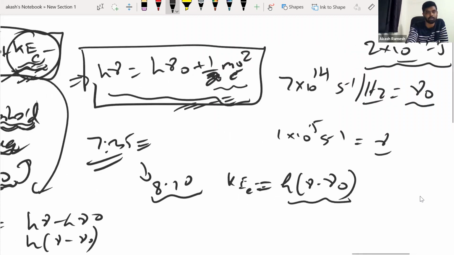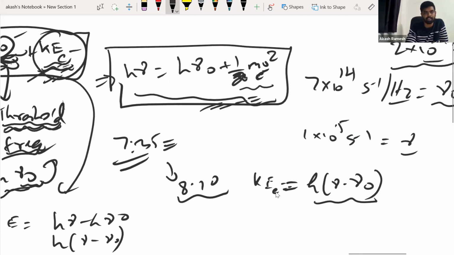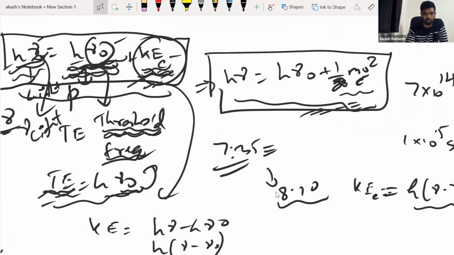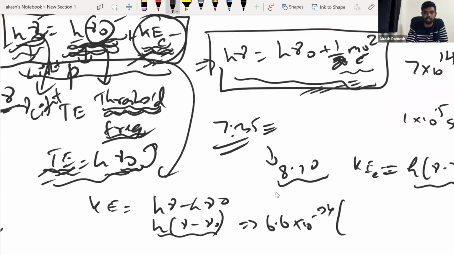Hope you understood what we did here from this equation. We just have to find kinetic energy. So that would be H nu minus H nu naught. I took H common, so it will be H into nu minus nu naught. So this is basically 6.6 into 10 to the power minus 34 into nu value, 10 to the power 15, minus 7 into 10 to the power 14.